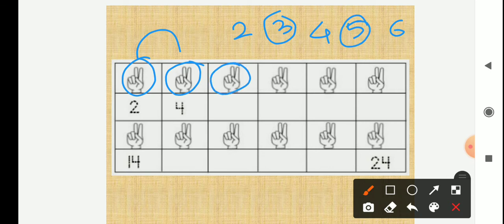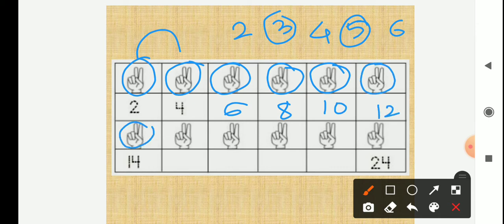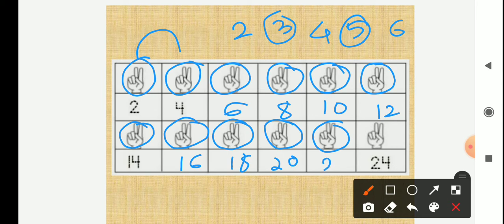Plus 2, 6. Plus 2, 8. Plus 2, 10. Plus 2, 12. Plus 2, 14. Plus 2, 16. Plus 2, 18. Plus 2, 20. Plus 2, 22. And plus 2, 24.